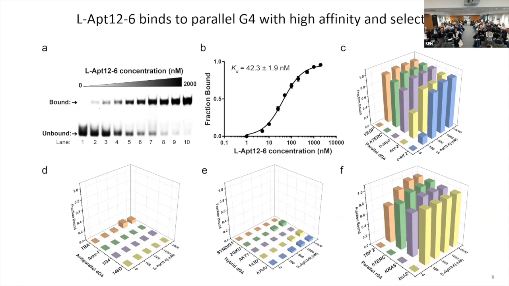Because we aim to select an aptamer that targets the parallel G4, next I tested the specificity to different conformations of G4 structure: the parallel G4, anti-parallel G4, hybrid G4, and the parallel RG4, because RG4 only folds into parallel G4 structures. From the results, we can see our L-aptamer 12.6 can specifically target parallel DG4 and parallel RG4, but can't target anti-parallel DG4 and hybrid DG4. This suggests the conformation selectivity of L-aptamer 12.6.